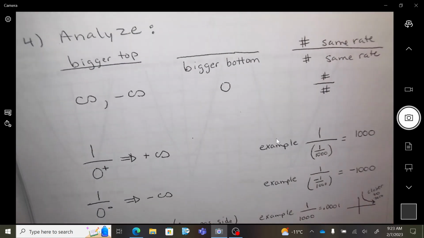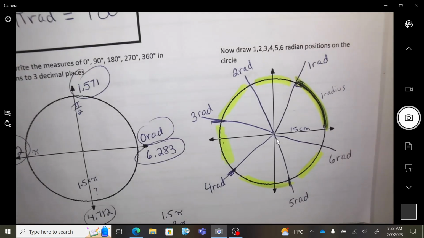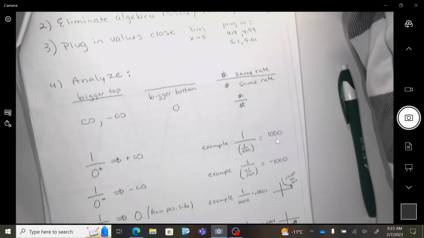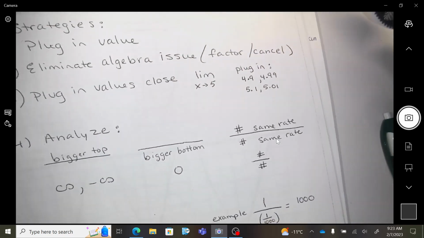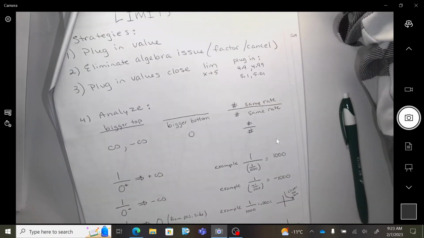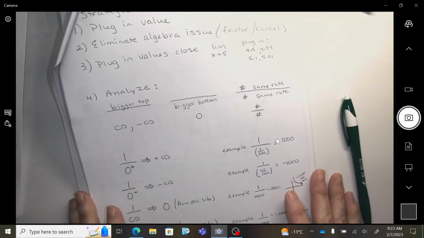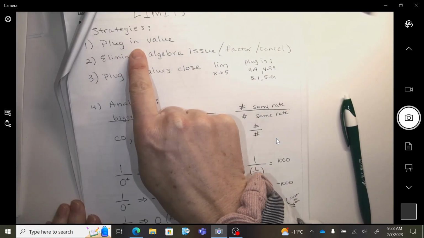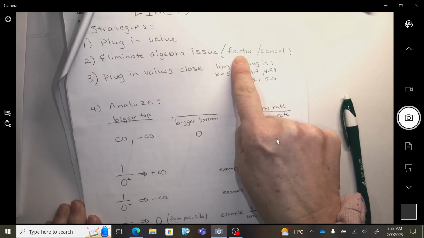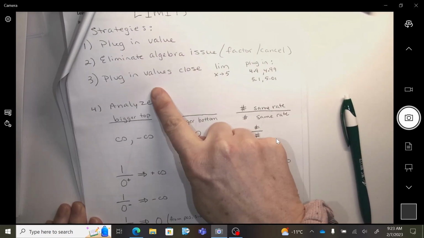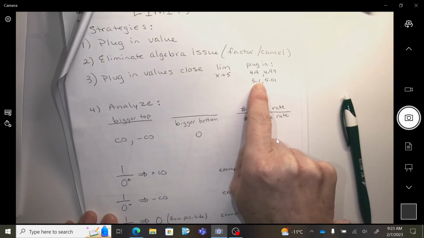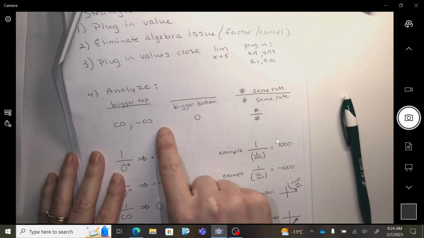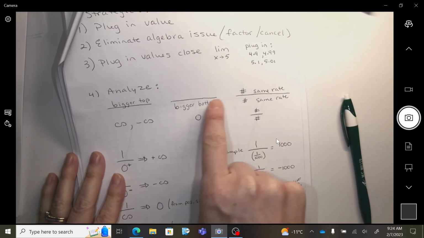Okay, I made this sheet last year and everybody loved it. It's a conclusion of all the things in one spot. So if you need to look at something, this is where to do it. So we had plug in. Then we had eliminating with canceling, factoring. We had the methods of plugging in close. And then we had analyzing. So here are your 3 rules from your rationals.